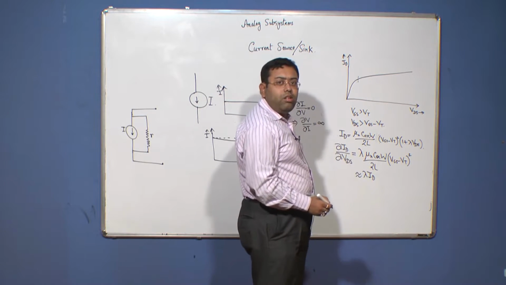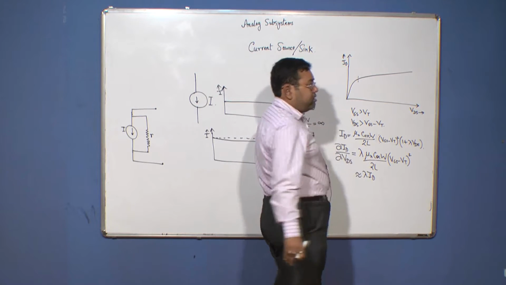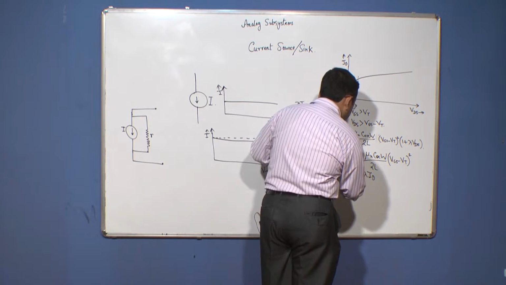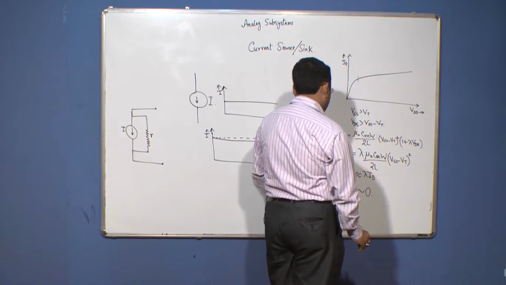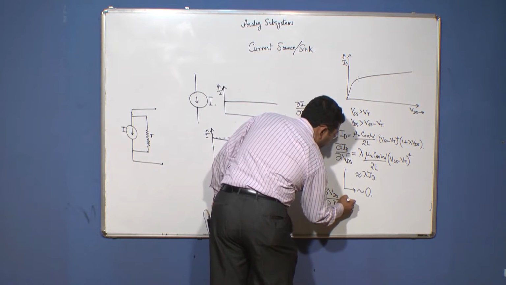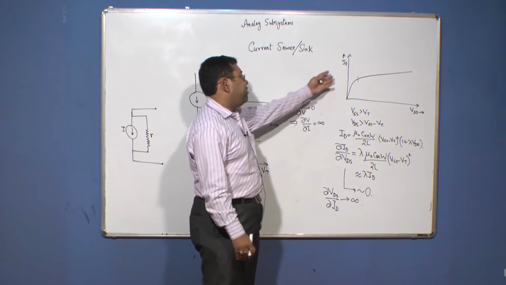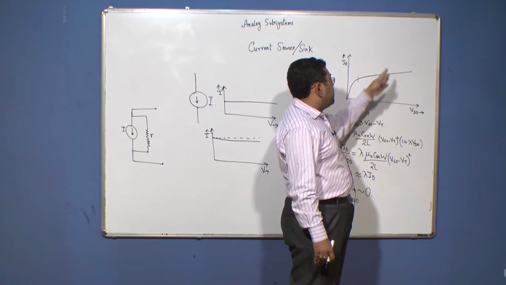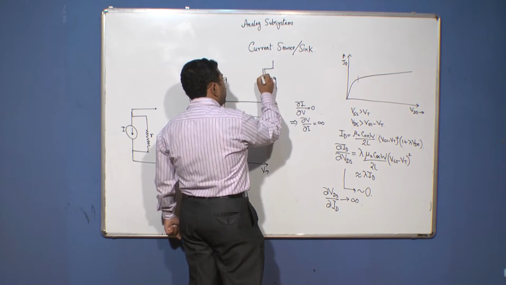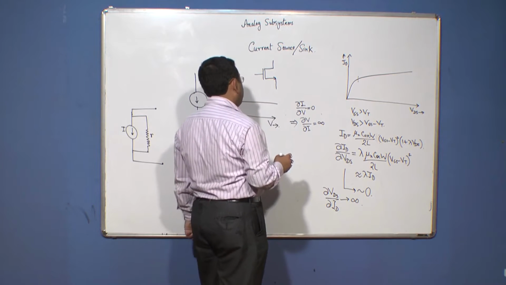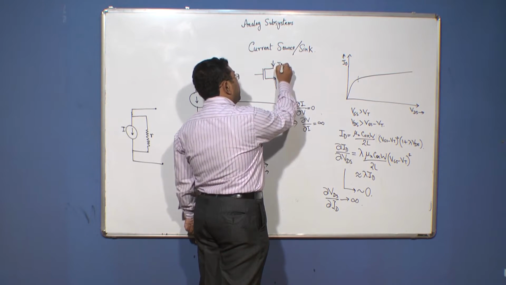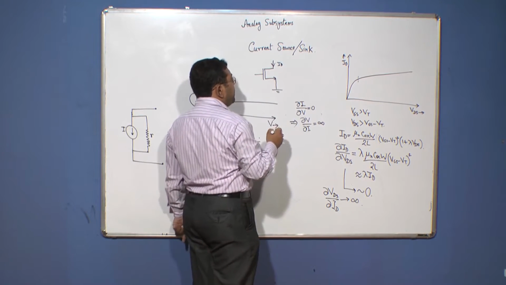Now, lambda is very small, which is 0.04 per volt for an NMOS transistor and 0.05 per volt for a PMOS transistor, and therefore this quantity is nearly equal to 0, which means that del VDS by del ID approaches infinity, and therefore, at least mathematically we can see that a MOS transistor can be used as a current source or sink. So, now if you consider a MOS transistor and bias it in the saturation region, then you can use it as a current sink.